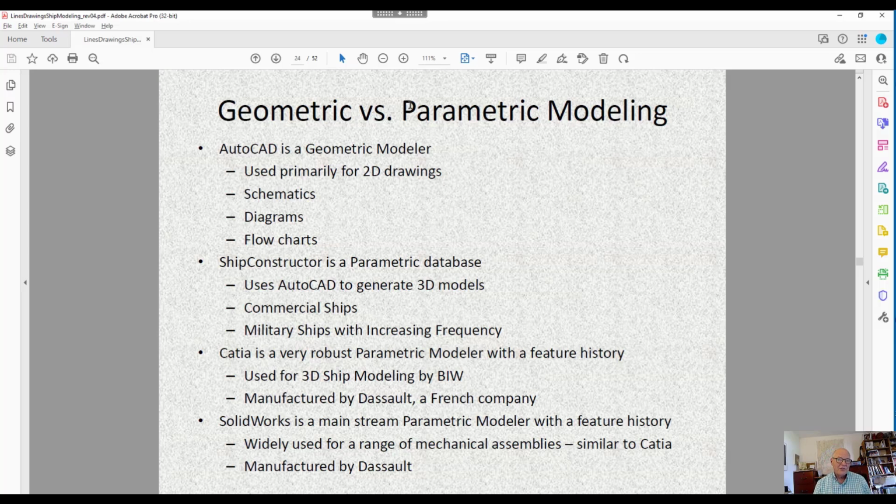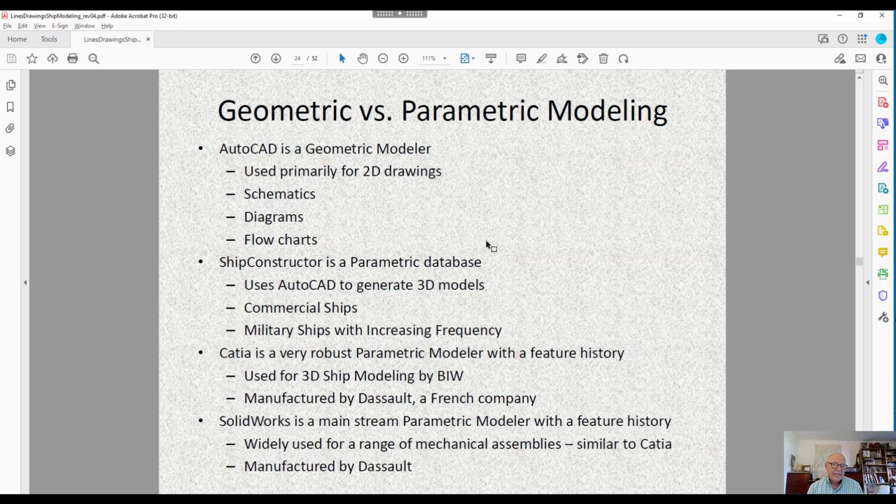Parametric modelers use parameters that are dimensions and relationships and mates in order to define three-dimensional geometry that can be changed by changing the dimensions themselves. And we'll see that in a minute with SolidWorks.